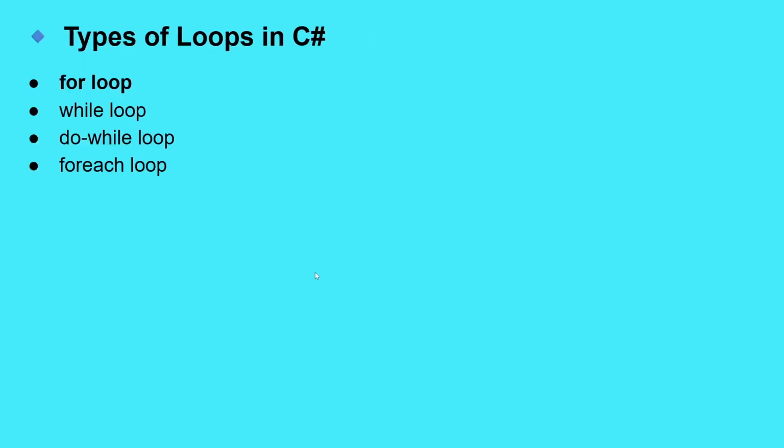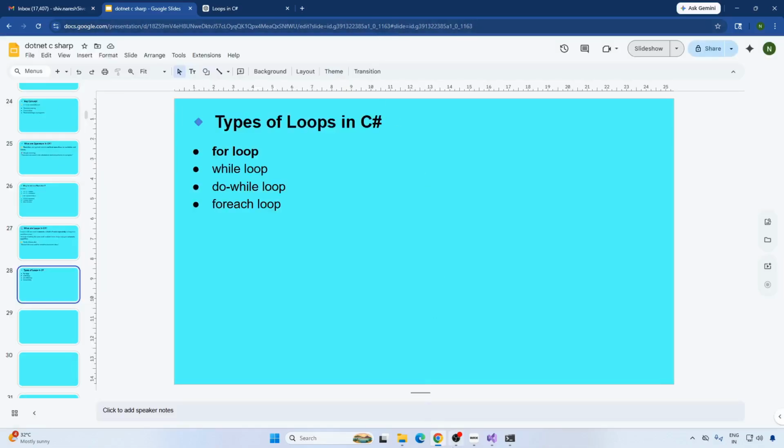There are different types of loops in C Sharp: for loop, while loop, do while loop, and foreach loop. In this tutorial, we are going to learn about the for loop. In the coming videos, we are going to learn about the while loop, do while loop, and foreach loop. So let's dive into the code.